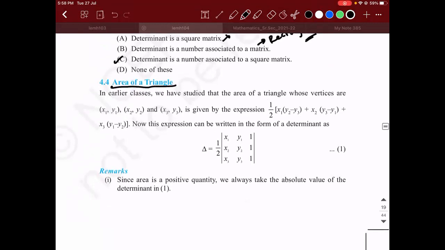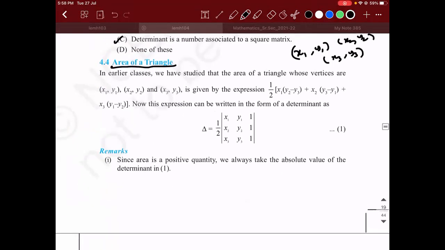So the idea of determinant for the area of a triangle. Let this be the last concept for today. Do you guys remember in your 10th standard, if three coordinates x1, y1, x2, y2, and x3, y3 are given, and you're asked to find the area of the triangle, then how will you do it? Half into x1 into (y2 minus y3) plus x2 into (y3 minus y1) plus x3 into (y1 minus y2).